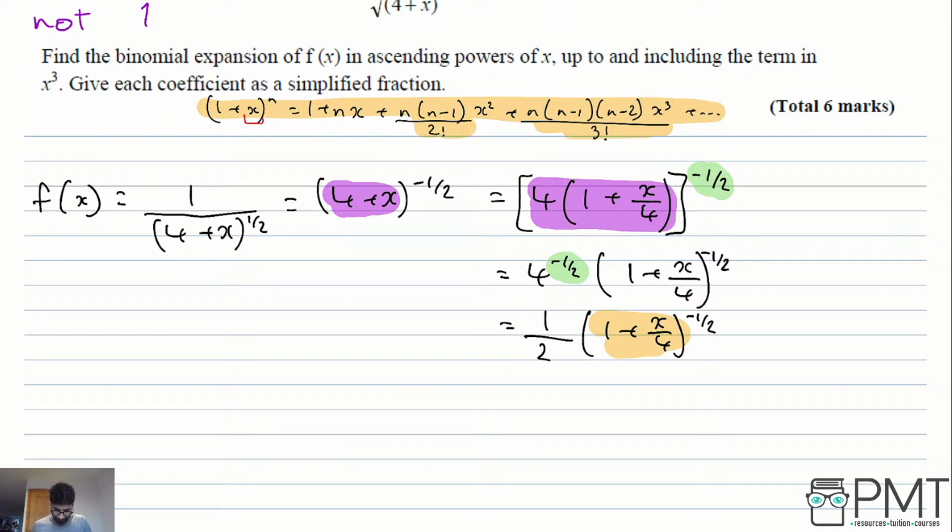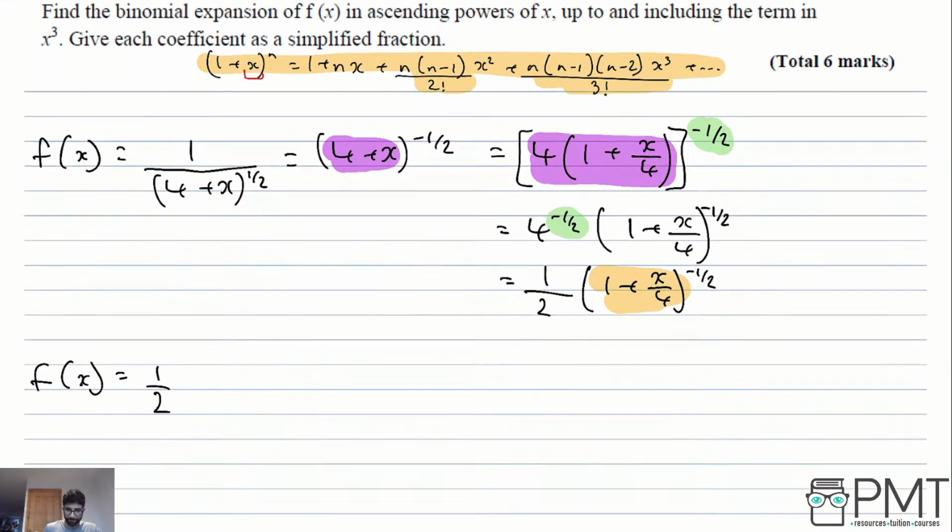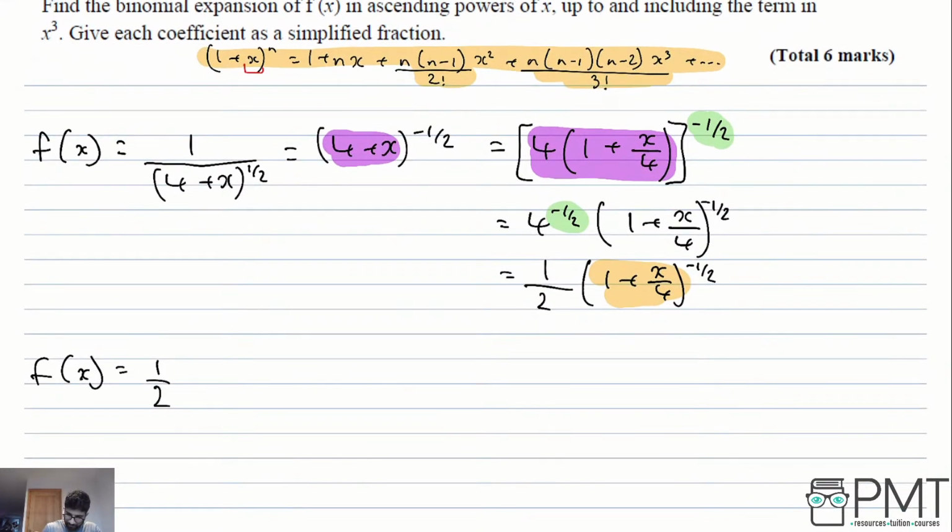So let's expand that. F of x is equal to a half. So that half is just this bit. I'll just keep it there. I'll not really do much with it while I expand. And then I will expand this, 1 plus x over 4 to the half. Let's expand the orange highlighted bits as usual as we did before.